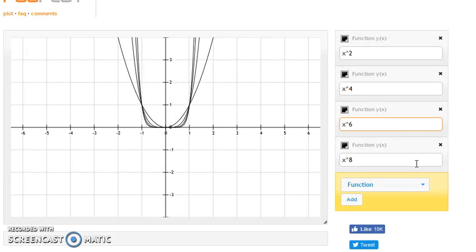Okay, so now what happens if n is odd? So we end up with things like x, x cubed, x to the fifth, x to the seventh, and so on. So what are those going to look like? Let's go back to our picture. Give me a second to delete these out.